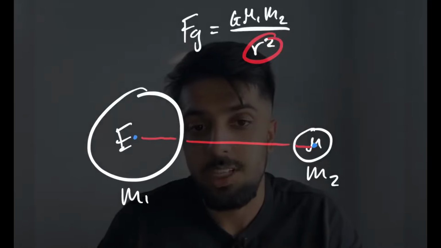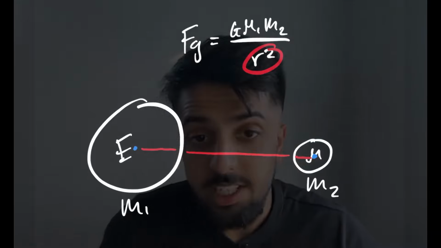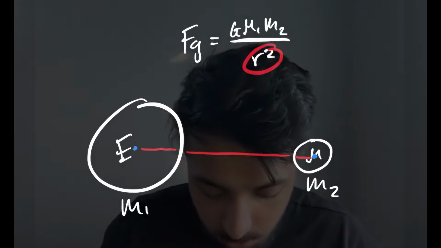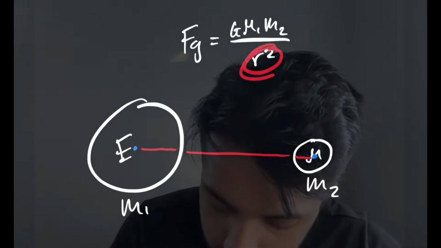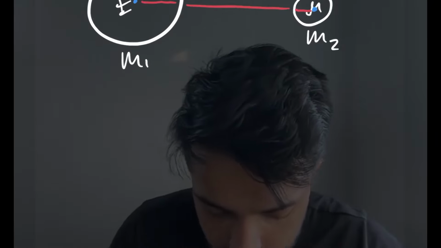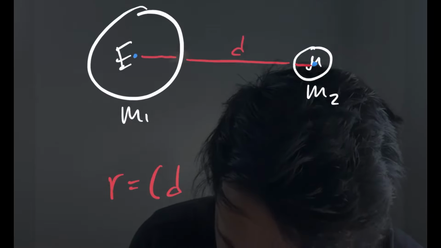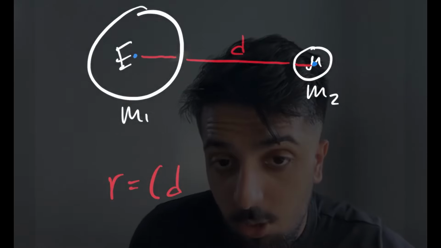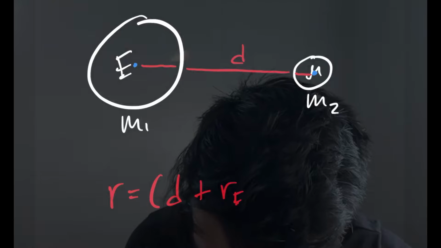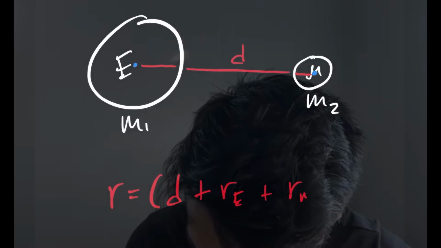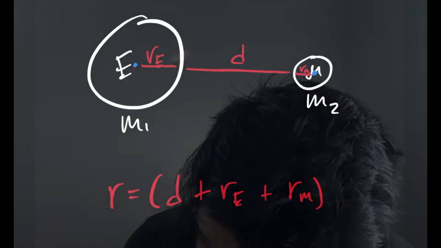Okay, so for this video, we'll be going to apply the theory knowledge that we learnt in part 1. And where we left off last time was recognizing that when we are dealing with larger objects such as the Earth and the Moon, this R in the gravitation formula is equal to the distance between the two objects. So in this case, the distance between the Earth and the Moon plus the radius of the Earth plus the radius of the Moon. Right? So that's the radius of the Earth, and that's the radius of the Moon, right there.